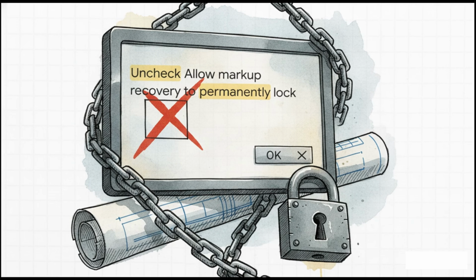To truly lock things down, you have to look for the checkbox that says Allow Markup Recovery and uncheck it. You must uncheck it before you save. Once you do that, the flattening operation is permanent. Nobody can hit unflatten. Your text, your images, your instructions, they are irrevocably locked into the drawing for good.